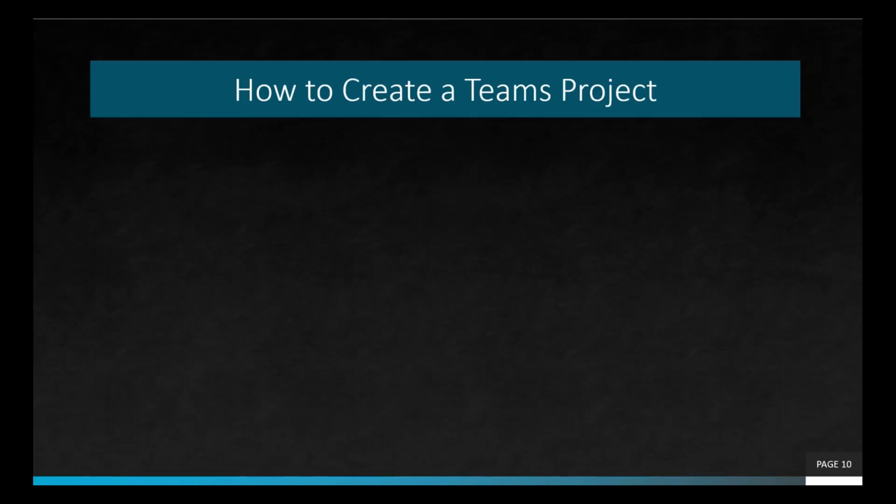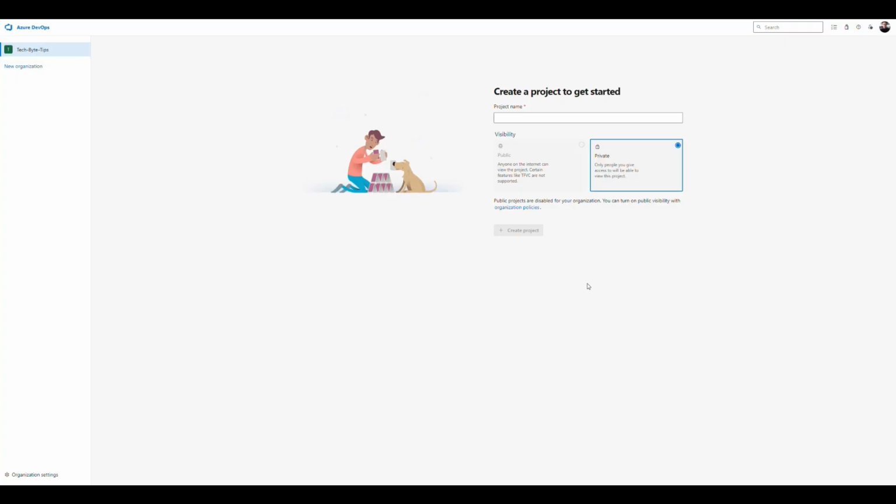So now that we have our organization, let's go ahead and create a first team project. Once we have our organization created, it immediately prompts us to create a project. And as we can see here, it says that by default, all the projects are going to be private. So only the people that you give access to will be able to view this project. And the public project is disabled.